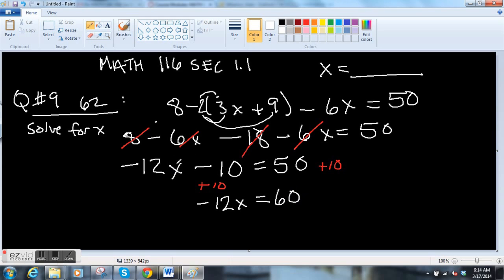So again, I'm trying to get this piece all by itself. And I knew that this minus 10 was a problem. So in order to get rid of the minus 10, I added 10. But what you do to one side, you have to do to the other. So it's 60 on this side.